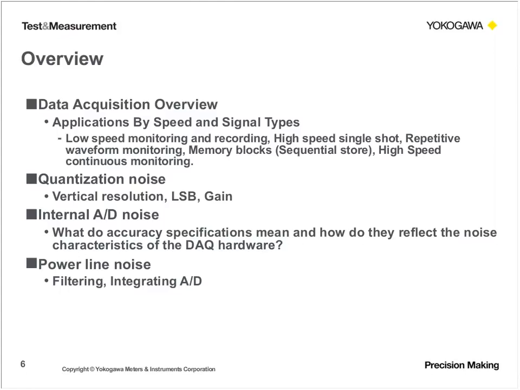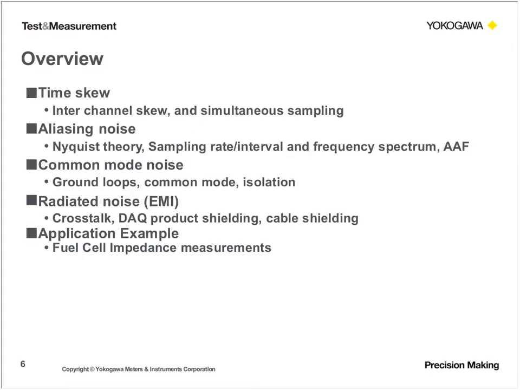As you can see, we'll be covering the following noise source topics. The very first one is quantization noise, where we'll be talking about vertical resolution, least significant bit, and gain error. The second one deals with internal A to D noise. The third one is power line noise. Then moving along, we will discuss time skew, how to deal with aliasing noise, common mode noise, and radiated noise. And lastly, I'm going to give you a couple of application examples. In this case, we're going to be discussing a fuel cell impedance measurement case that we were able to help a client with.